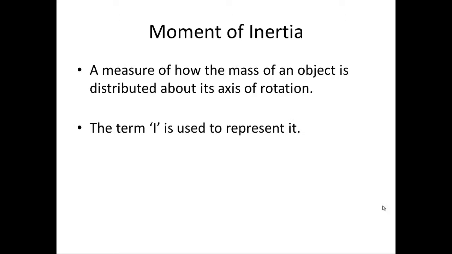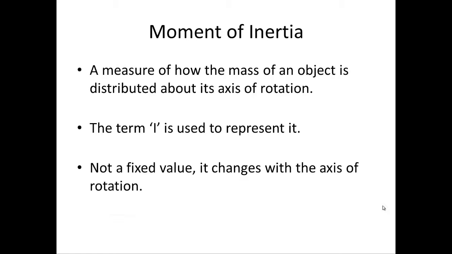Now it is crucial to understand that the moment of inertia affects how the object will behave in rotational motion. It is not a fixed value, like mass. In a rigid body, the value I changes as you choose different points about which the body is rotating.